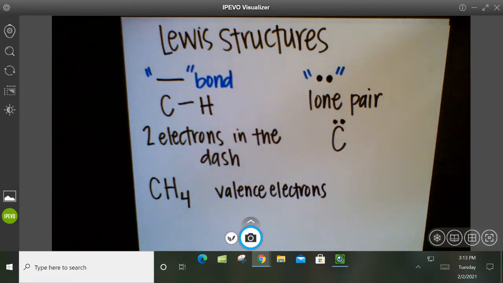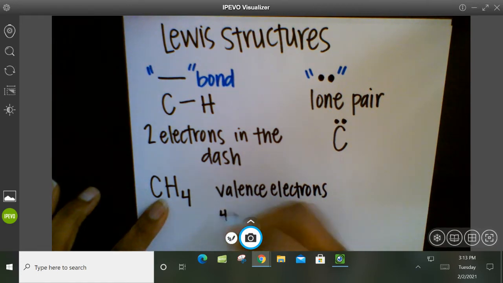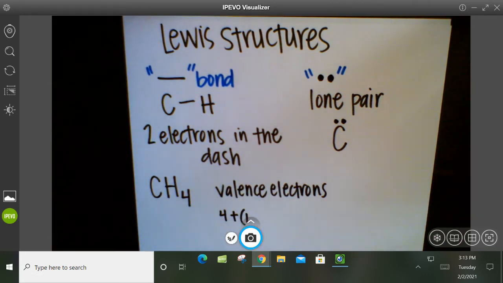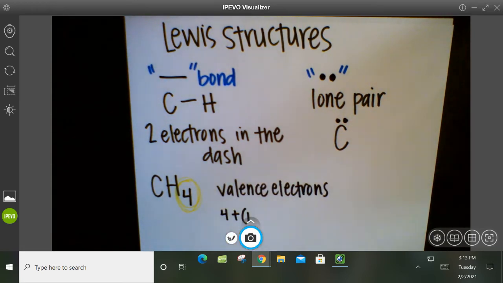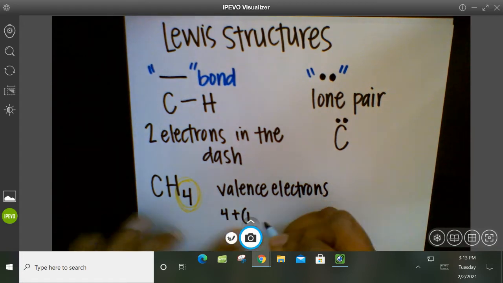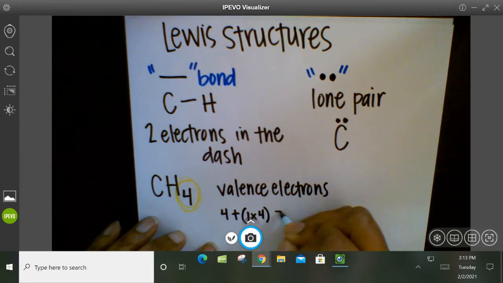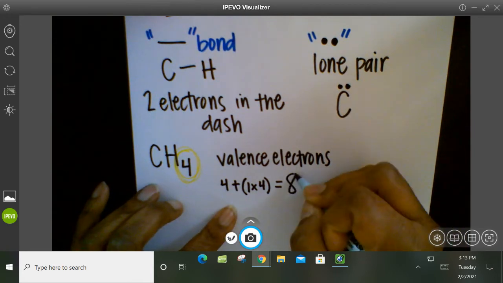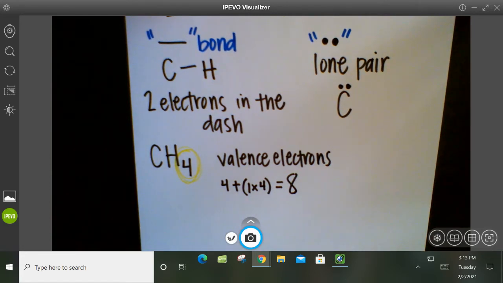Okay, so our valence electrons, we're looking at, there's one carbon, all right, and it has 4, plus hydrogen has 1, but this little 4 that's at the bottom here is called a subscript, and it's telling me how many hydrogens are in this formula. So there's 4 of those. So the total number is 4 plus 1 times 4, which is 8. Okay, so I have 8 valence electrons to work with in this compound CH4.